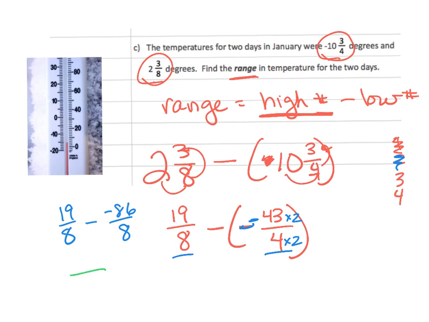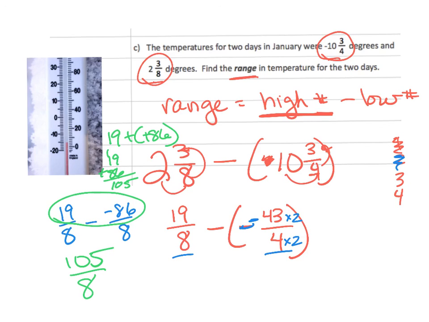Step 3, denominator stays the same. Let's subtract. So we have 19 minus a negative 86. Double dash, we end up with 19 plus 86. If I add these together, I get 105. And again, with some of these bigger numbers, please use a calculator. Our negative is gone. We're done with step 3.